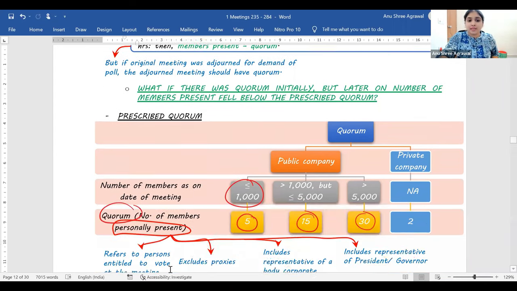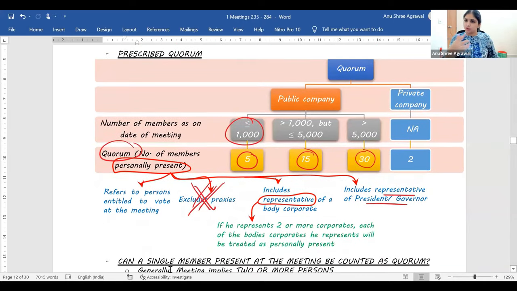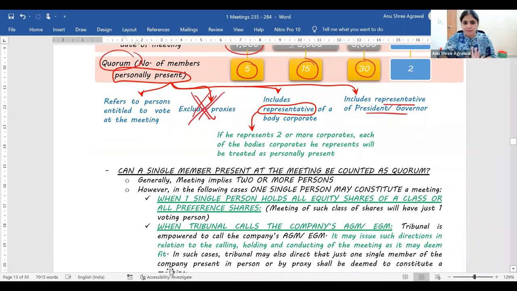Then we learned the quorum: private company 2, that's all. Public company, up to 1,000 members, 5. More than 1,000, up to 5,000, 15. More than 5,000, 30. When we are counting quorum, will we count proxies also? No. Will we count representatives of companies? Yes. Will we count representatives of the President and Governor? Yes. Then we spoke about single member quorum.